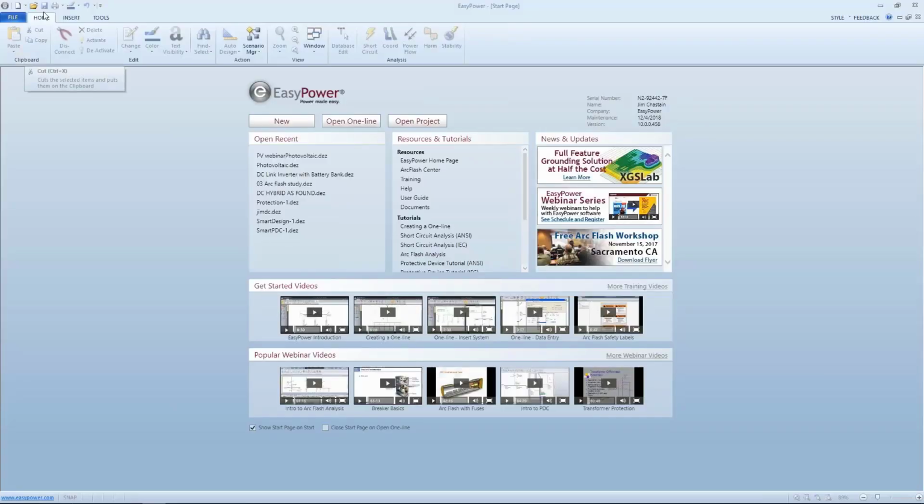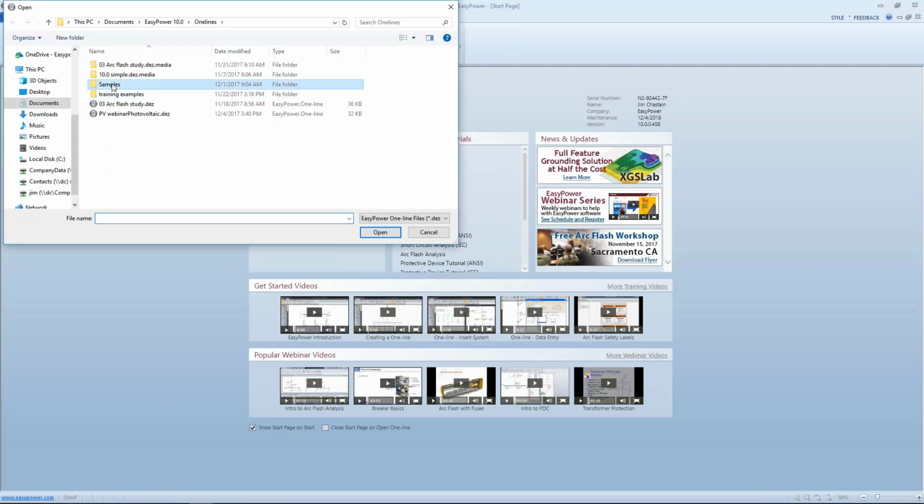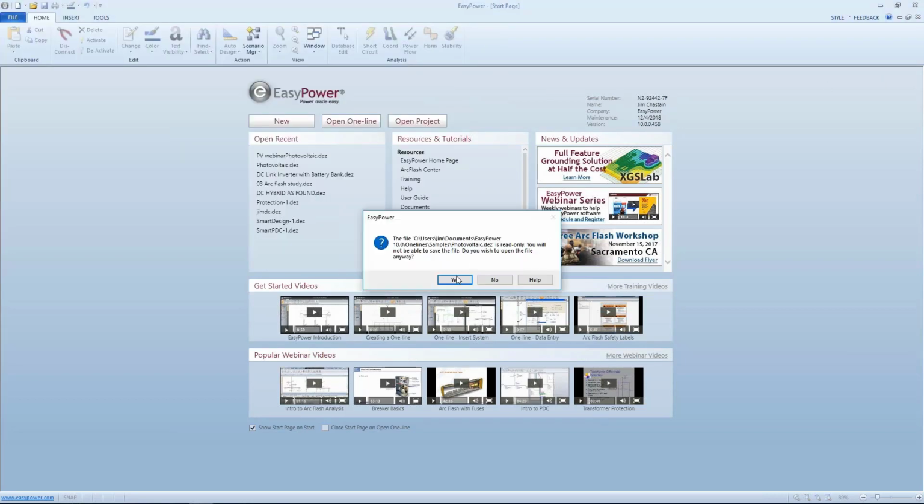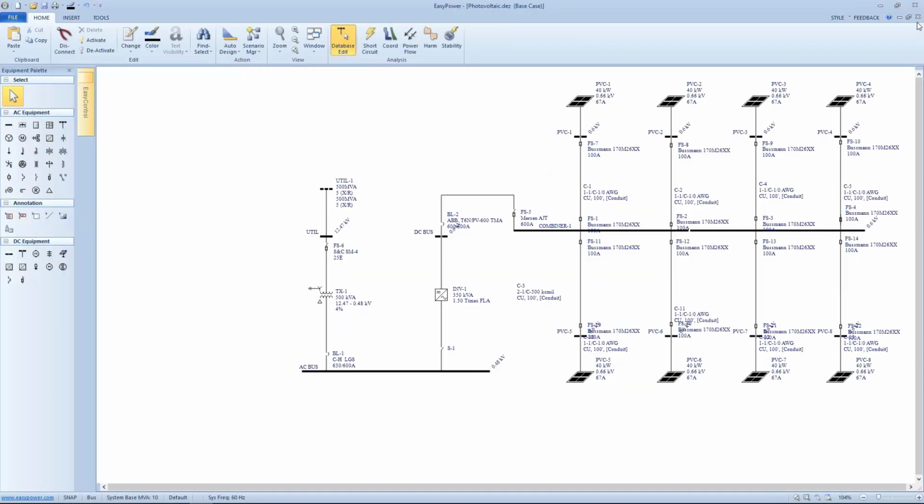Now, as I mentioned, this is under the EasyPower sample folder. So when I go into Open File, Samples, I can find the photovoltaic example. And I've got mine write protected so I won't mess things up. And it looks like this.